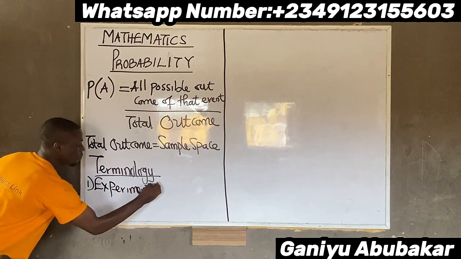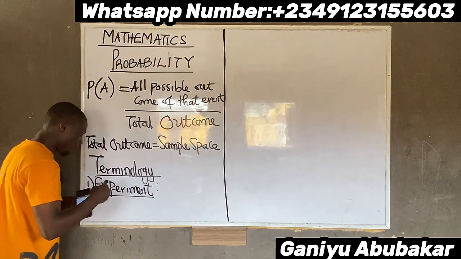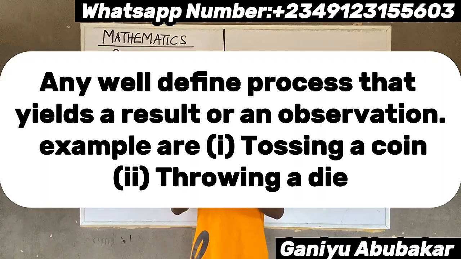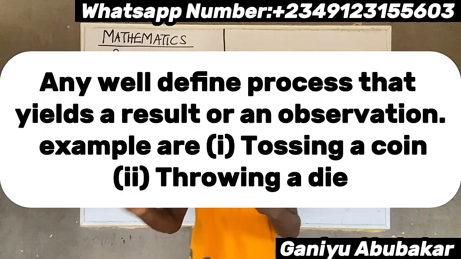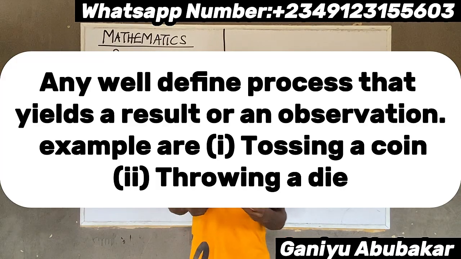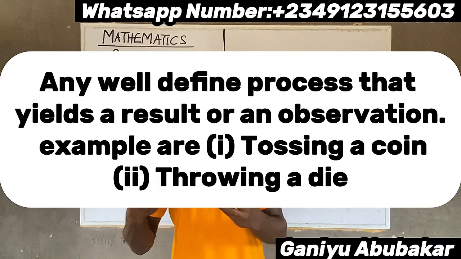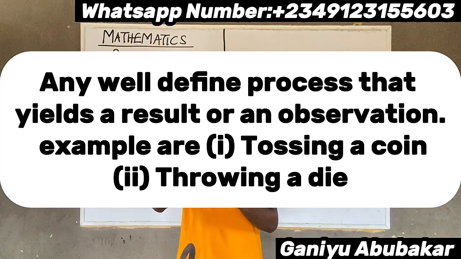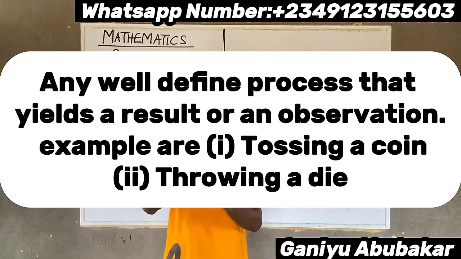Experiment. All right. The first term is called experiment. Definition, please. Any well-defined process that yields a result. I said any well-defined process that yields a result or an observation.